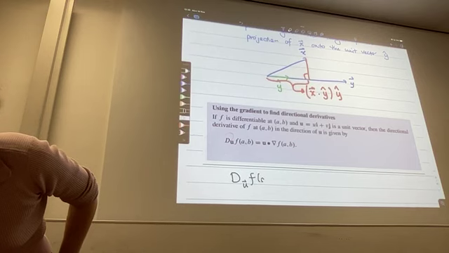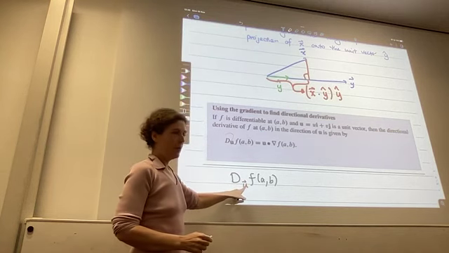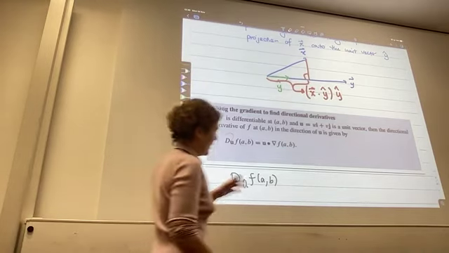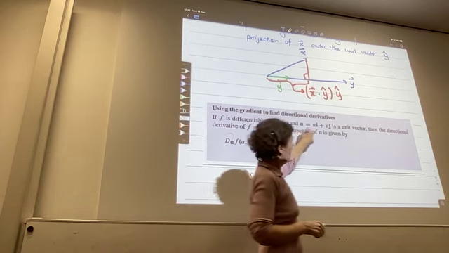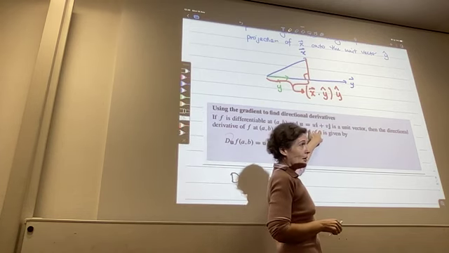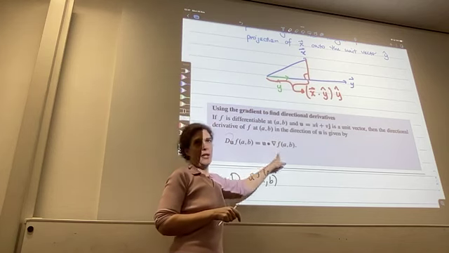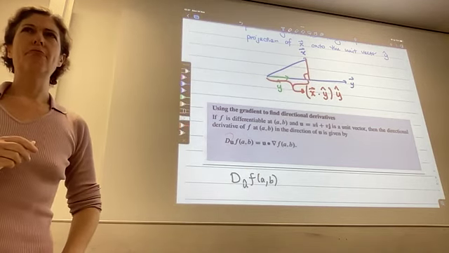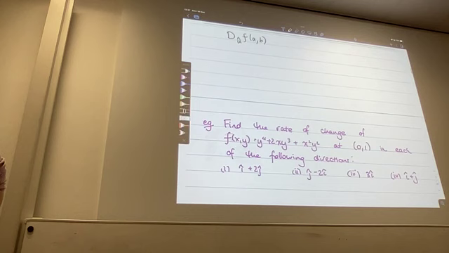This says, if I move in the direction of u, sorry, that should be a hat. This says if I'm on my surface and I change my x and y according to this little unit vector, so I move a little bit in the u direction, how much will my function change? It will change by this much. Okay? I think it's more straightforward if we just have a look at some examples.